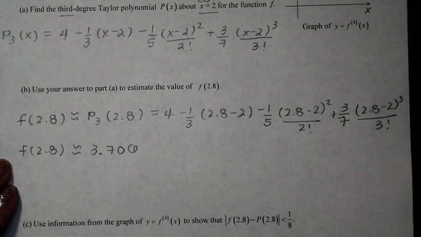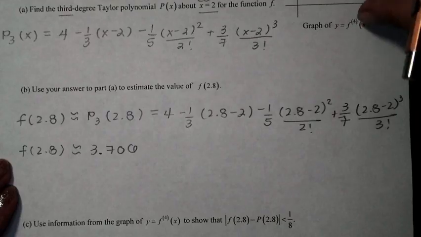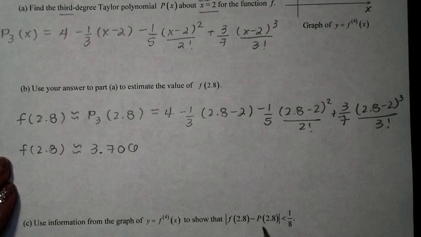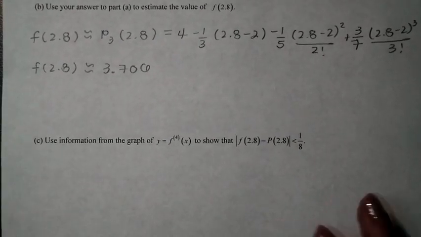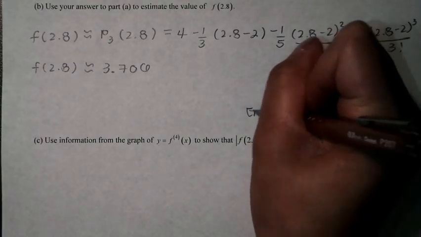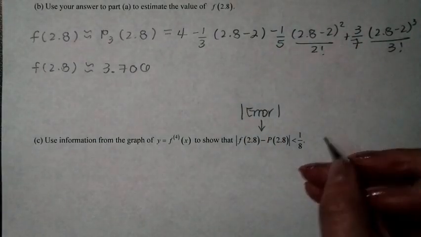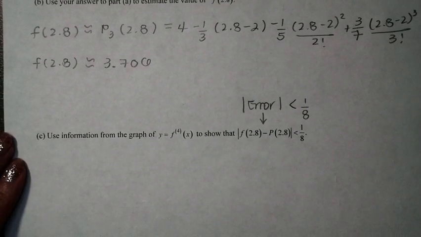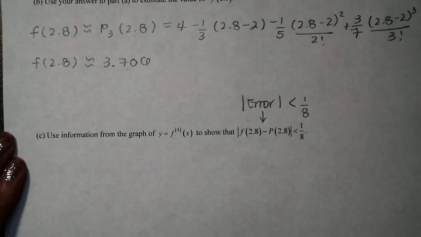Now the next question is: use the information from the graph of the fourth derivative to show that the error, this guy that you see here, the absolute value of the error, is less than 1/8. So what are we going to do here?